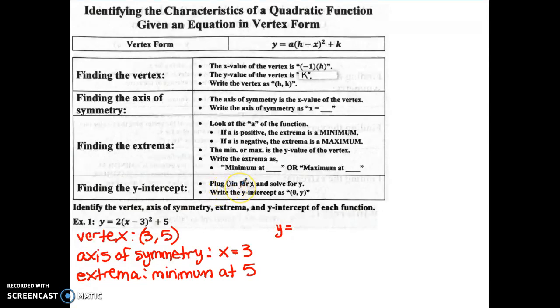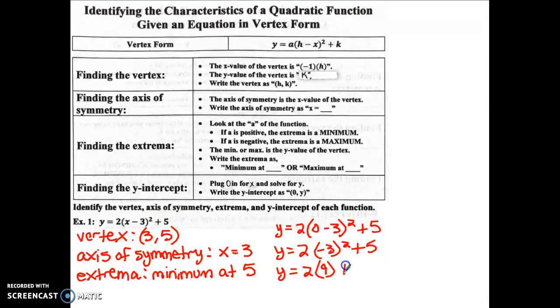And for that, we're going to plug 0 in for x. So we have 2 times (0 minus 3) squared plus 5. So that's going to be 2 times negative 3 squared plus 5. Negative 3 squared is 9. So y equals 18 plus 5, which equals 23. So our y-intercept is 0, 23.